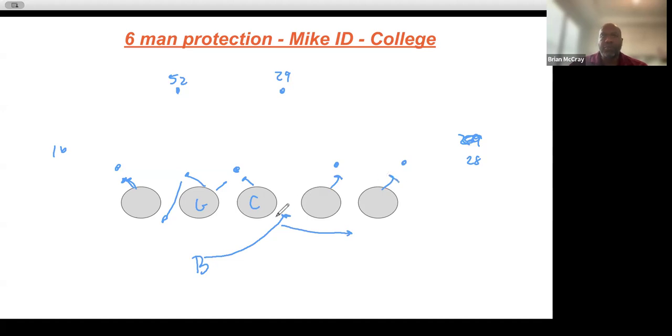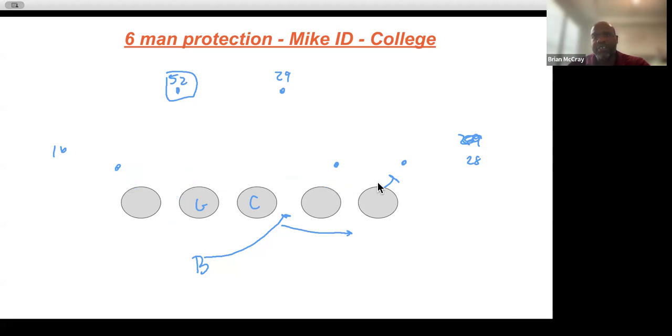So again, that's the difference with the Mike ID. That's where you slide your protection to, and your zone side is just going to move that way. It puts a lot of stress on the center, but it makes it much easier. You don't have to have separate calls for each protection and things like that. It makes it much easier for you guys to do, but it does put a lot of stress on the center, so you need somebody that really knows what he's doing to get in there and do it.